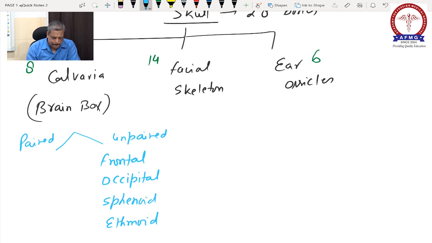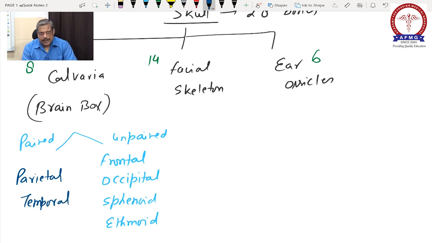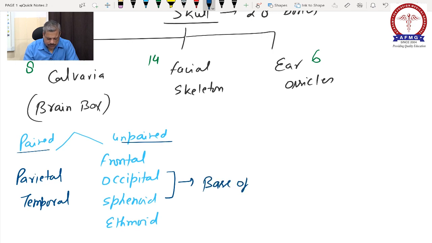The paired bone in the calvaria is the parietal bone and temporal bone. Parietal bone and temporal bone, these are the paired bones. Now see, so these are the total 8 bones. These are 2 bones paired, 4 bones are unpaired. This occipital bone and the sphenoid bone, these 2 bones form the base of skull.